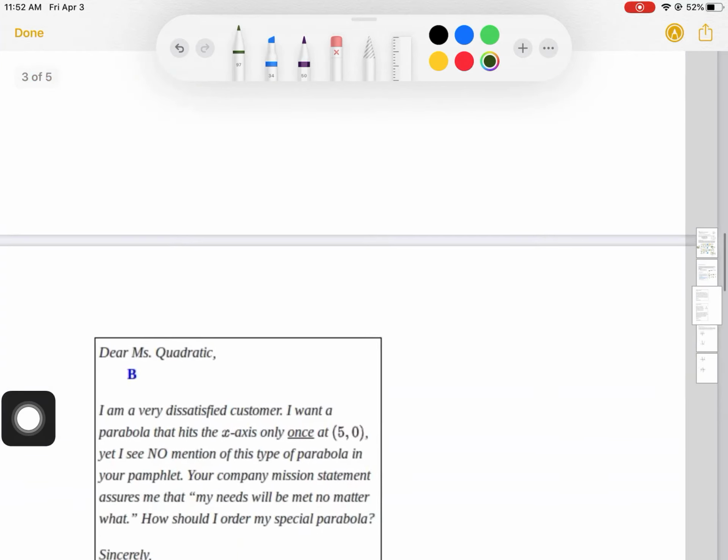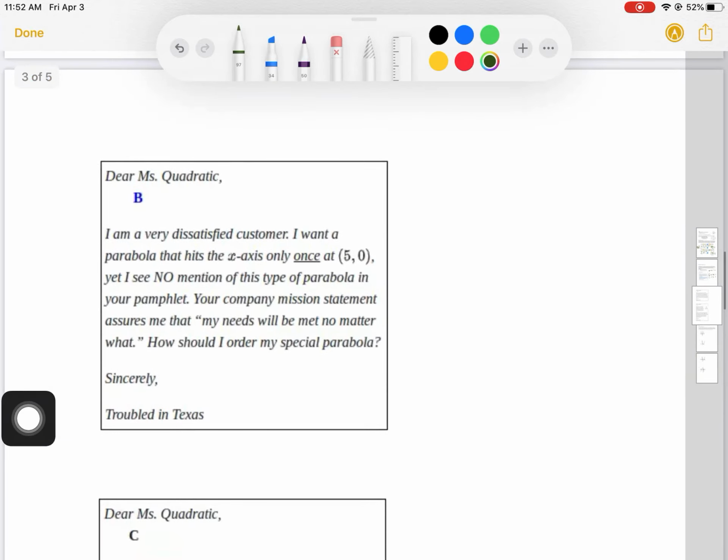That's for A, knowing that all we needed were the x-intercepts or the zeros of that parabola. So now we look at B. And on B, it says, I'm a very dissatisfied customer. I want a parabola that hits the x-axis only once at 5, 0. And I see no mention of this type of parabola in your pamphlet. Your company mission statement assures me that my... Okay, they're being silly.